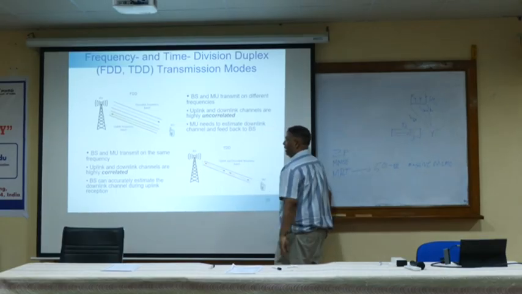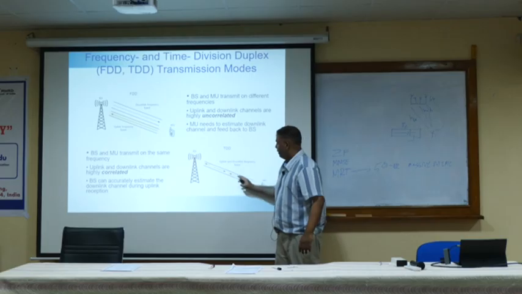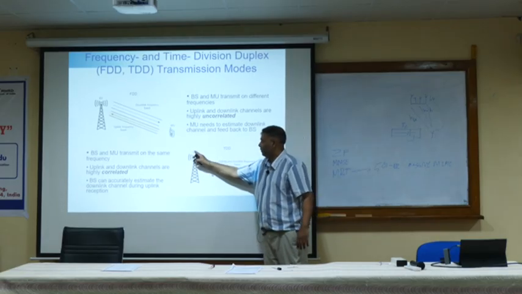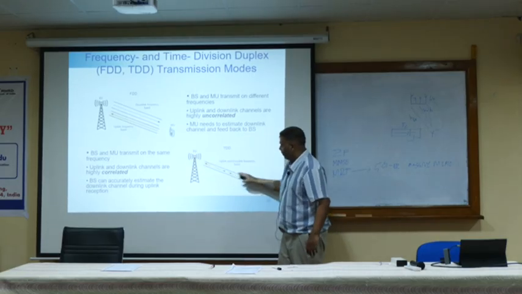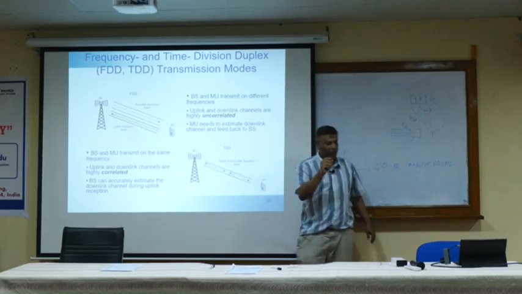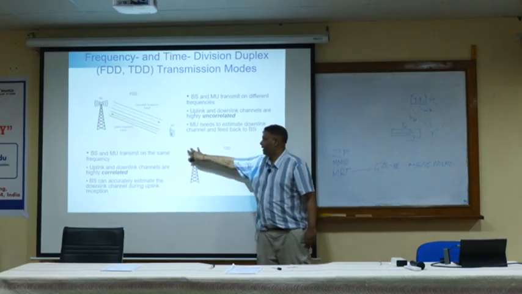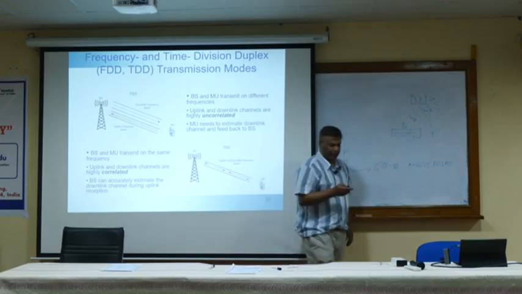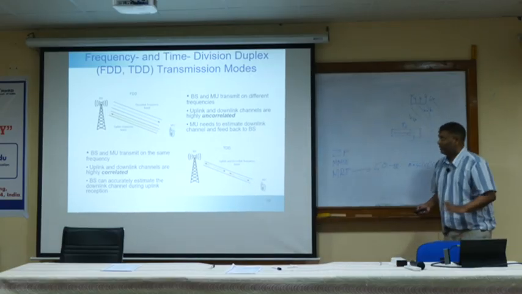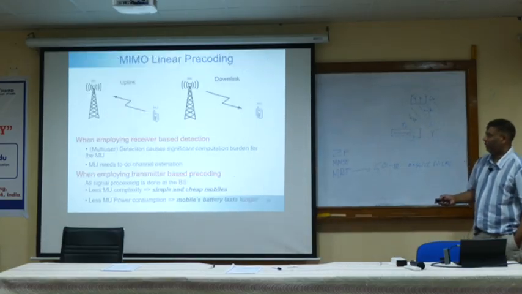Uplink and downlink have the same channel. So in the uplink communication, the base station will estimate the channel. That channel is the same for downlink, so it can do pre-coding. So pre-coding needs channel state information at the base station. So, okay, now I'm going to talk about the pre-coder, okay?